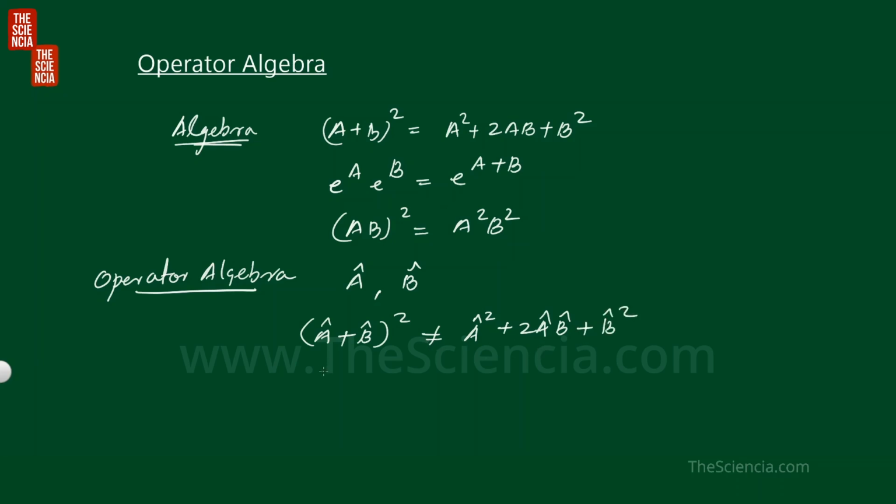Another case, e raised to a operator into e raised to b operator is not equal to e raised to a operator plus b operator in operator algebra. And (a b) whole square is not equal to a cap square b cap square. So definitely the operator algebra is different from our algebra. We will discuss how these operators will operate.